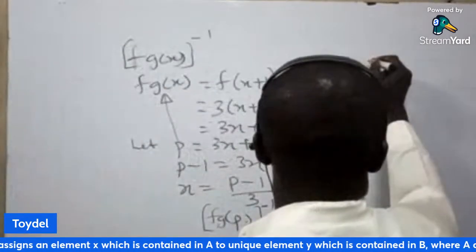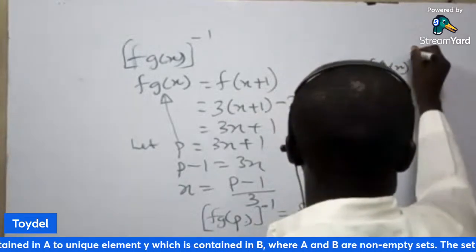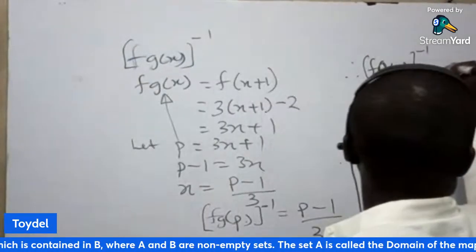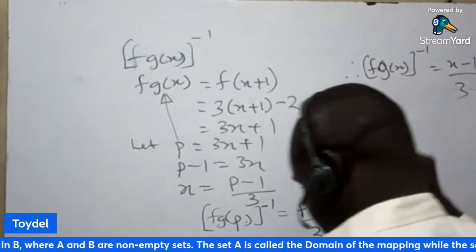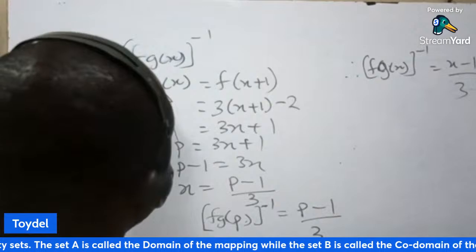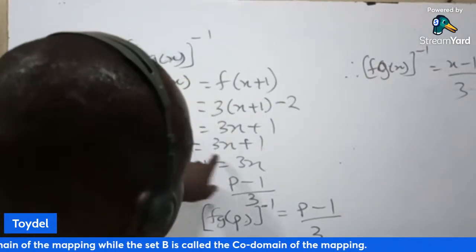Then f of g of x inverse simply means just change P to x. Then we are going to have x minus 1 all over 3. That's what we are going to get. Look at f of g of x. I try to represent it as P is equal to this.